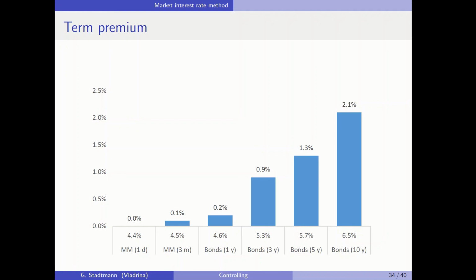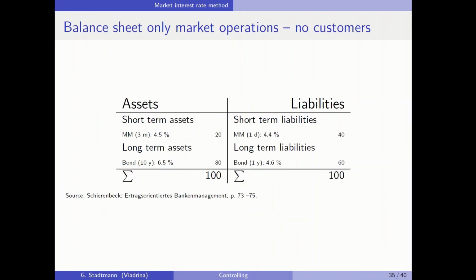In a first step, I would like to explain how we can use these insights for a bank which only has market operations. So this bank has no private customers in the form of households or companies. This bank only operates at the money market. So in normal times, the bank can make a profit by getting liquidity from short-term or shorter-term liabilities and investing this liquidity in long-term assets.